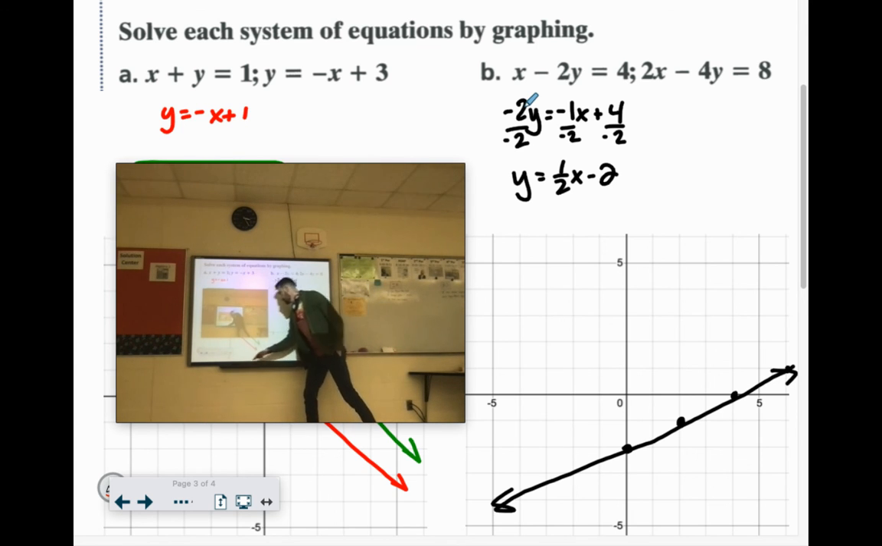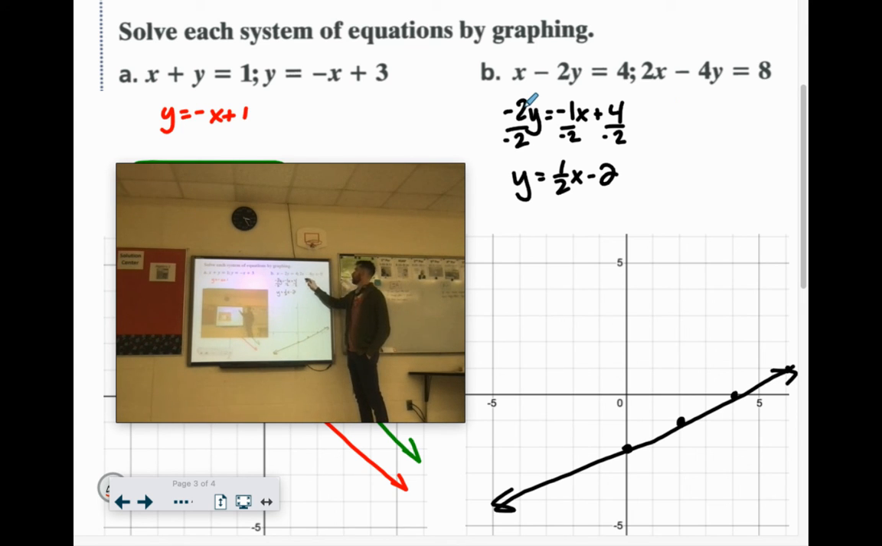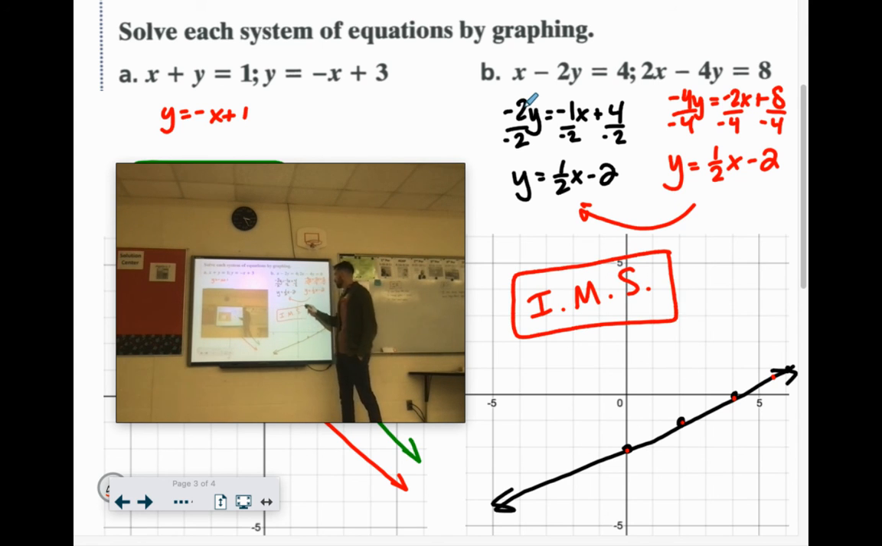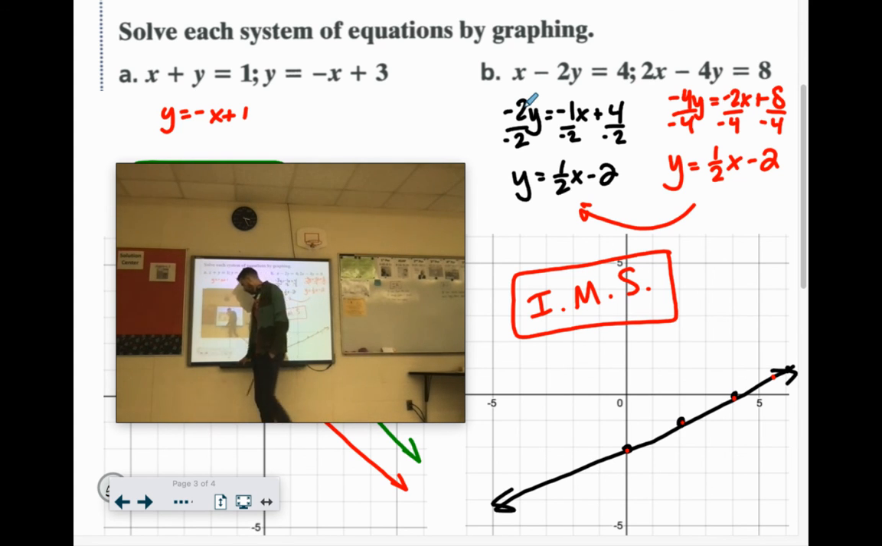If we readjust the second equation, we'd subtract the 2x: negative 4y equals negative 2x plus 8. Divide everything by negative 4. That simplifies to 1/2 x minus 2. Now if you look, that's the same equation we got over here. So you'd start down 2, you'd go up 1 over 2. So it perfectly overlaps. It's the same line. So you would say IMS, which stands for infinitely many solutions, because there are all these little decimal coordinates in there that work for both equations as well.